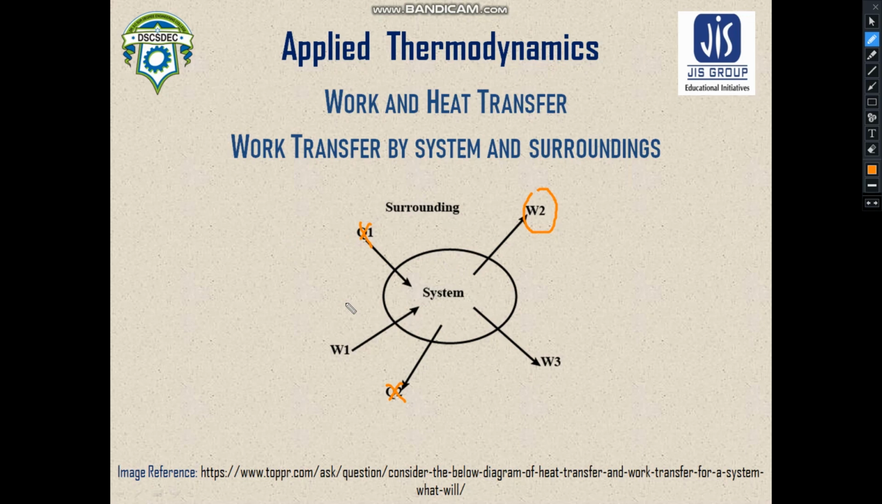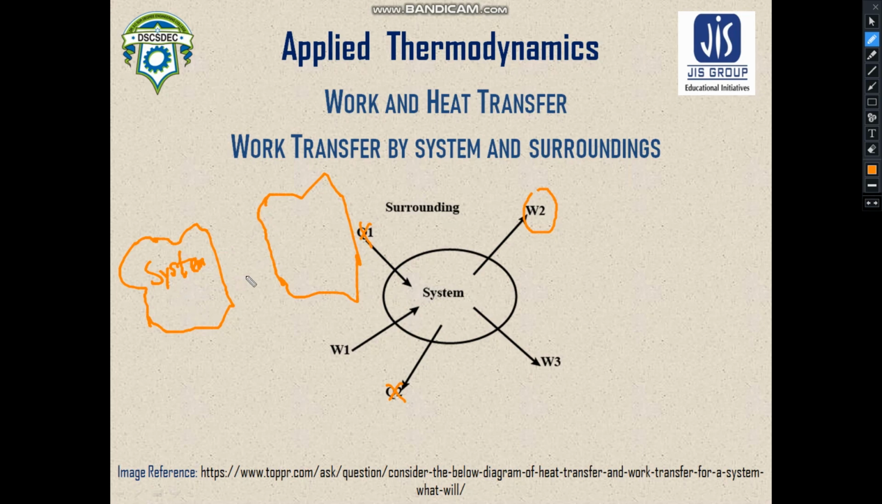So there are two basic ways. In the first case, you obviously know the concept of system and surroundings. The system is the point where all our attention is focused, whereas surroundings is that part of the whole environment through which the system is interacting. That means the part of the universe with which the system is interacting is called the surroundings.